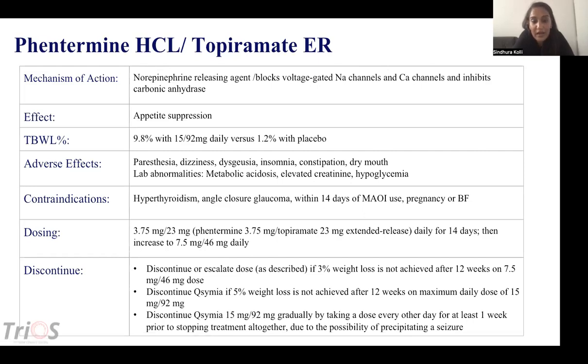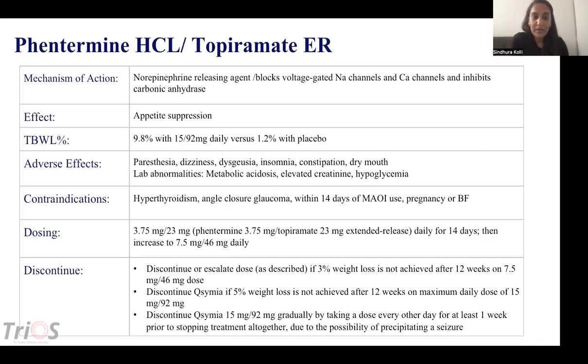Other options, we can talk about the different types, but what we see here is a combo pill with phentermine and topiramate. The mechanism of action here is the same norepinephrine releasing properties that phentermine has, while topiramate has the additional benefit of blocking voltage-gated sodium channels, calcium channels, and inhibiting carbonic anhydrase. In totality, it will cause a higher appetite suppression versus phentermine alone.